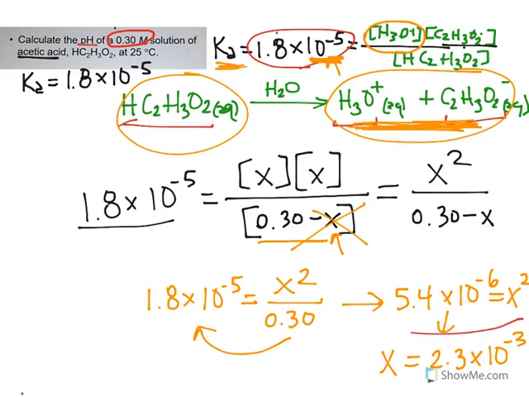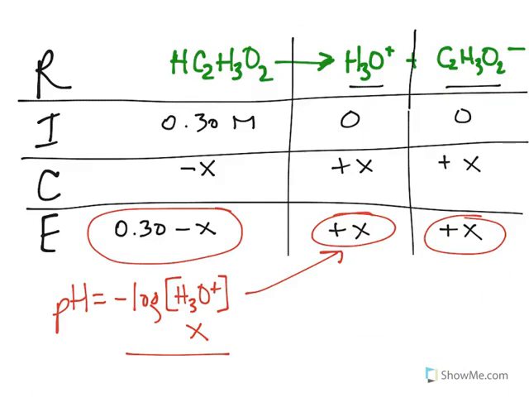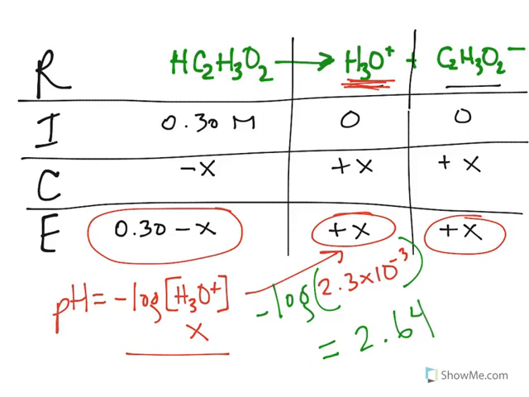And this is nice. We just found x. If we go back to our RICE table, we know that x is the concentration of hydronium, your H+. So if x is 2.3 times 10 to the negative 3, now we can take this number and plug it into our equation to solve for pH. We just have to take the negative log of this, and when we do that, we get 2.64. And that is our answer.